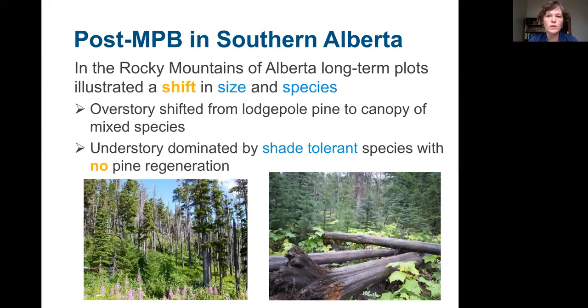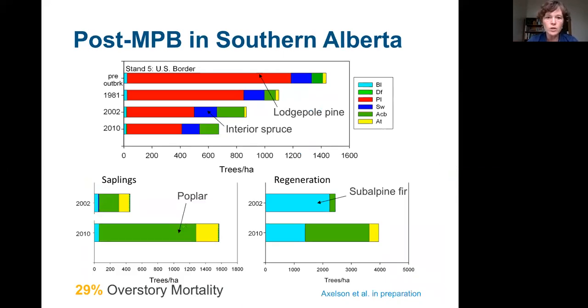What these plots show us over time, similar to the southern British Columbia example, is that mountain pine beetle has generated a shift in the size and in the species. This results in a change to the structure and the composition of these forests. What we went from in the 1970s, before the outbreak occurred, was an overstory dominated by lodgepole pine, to stands that now have a mixed species composition, and an understory dominated by shade-tolerant species with almost none in terms of pine regeneration. And so I'm going to show you that.